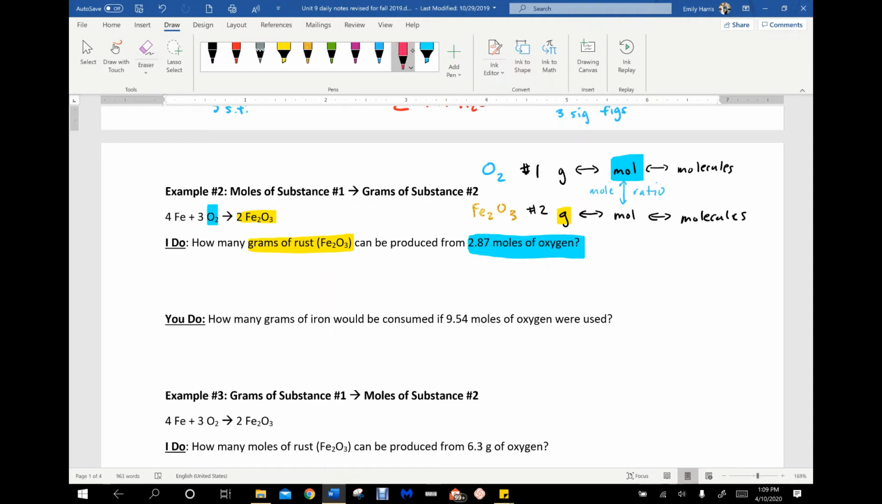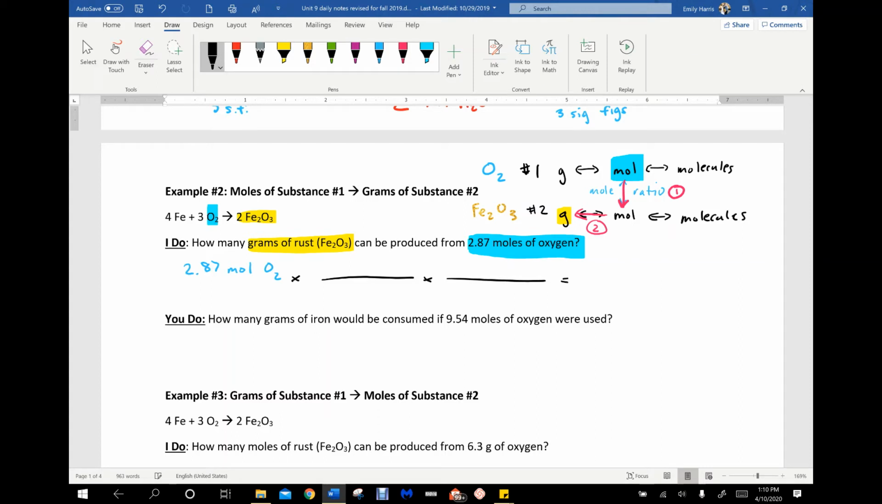So based on kind of following my pathway, it looks like going from starting at moles, I'll have to do my first step using the mole ratio. Then I'll be able to do my second step going from moles to grams of rust. So this should work out to be a 2-step problem. So I'll start with what I'm given, 2.87 moles of oxygen. Then I'll set up 2 steps.